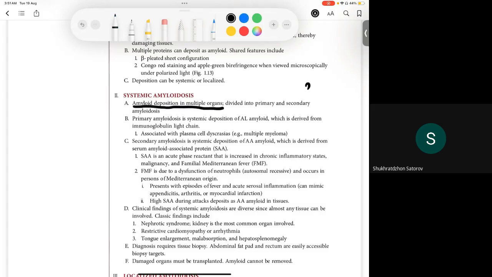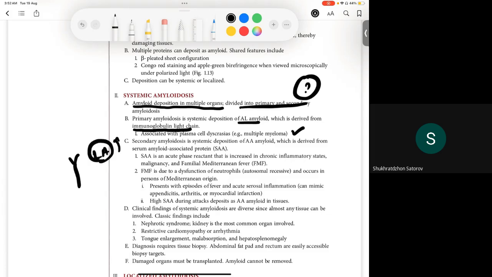What is amyloid? You can see it's divided into primary and secondary amyloidosis, right? The primary is basically systemic deposition of amyloid, which is derived from immunoglobulin light chain. Do you guys remember something from multiple myeloma? It's abnormal proteins. We discussed that multiple myeloma is basically a plasma cell dyscrasia cancer, which is going to lead to a lot of antibodies. Antibodies have heavy chain, they have light chain. The light chain sometimes can build up a lot and deposit in different tissues, which can lead to amyloidosis.